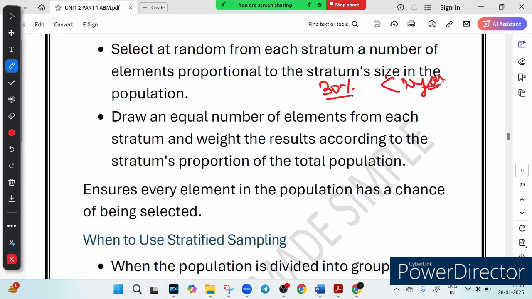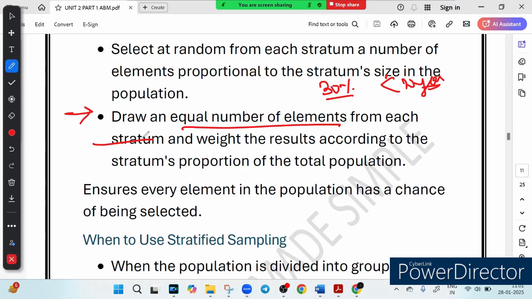The second approach is that you choose the same number of people from each stratum, but then you adjust the final result based on the size of each group in the total population. This method makes sure you give the bigger group more weight in your final analysis. So from the first stratum you choose 10, from the second stratum you also choose 10, from the third stratum you also choose 10, and then you adjust the final result based on the size of each group in the population.